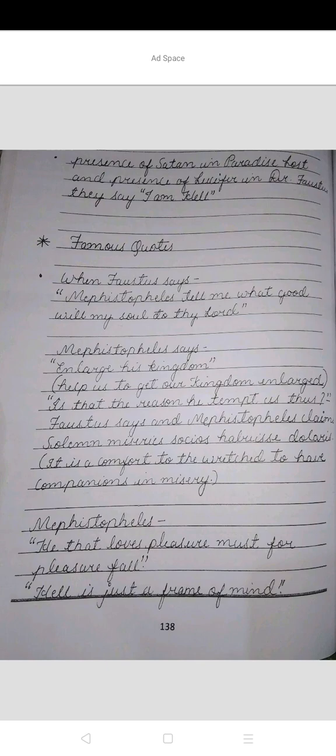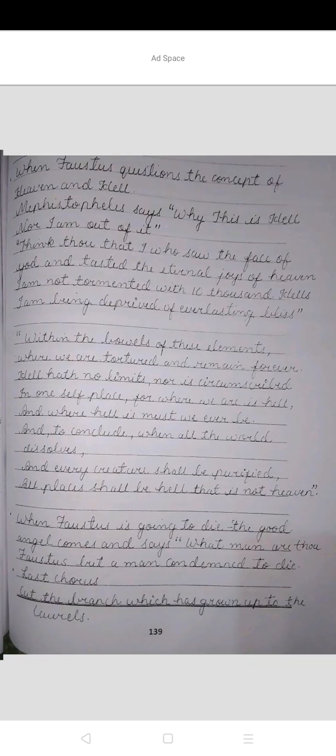Famous quotes are when Faustus says, "Mephistopheles, tell me what good will my soul do to the Lord?" Then Mephistopheles says, "Enlarge his kingdom." Is that the reason he tempts us thus? Faustus says, and Mephistopheles claims, "Solamen miseris socios habuisse doloris." It is a comfort to the wretched to have companions in misery. Mephisto: he that loves pleasure must for pleasure fall. Hell is just a frame of mind.